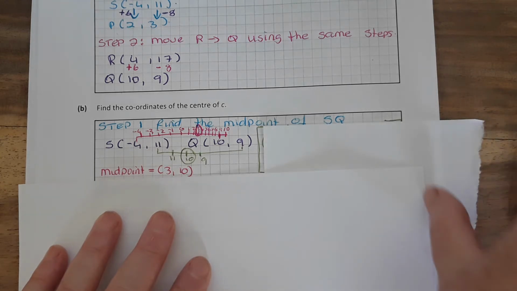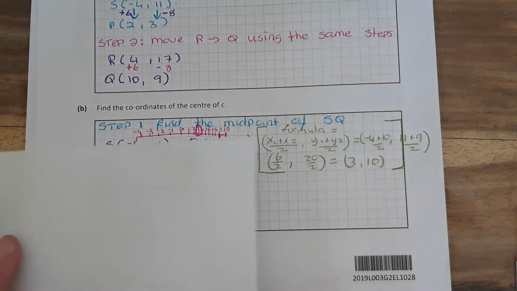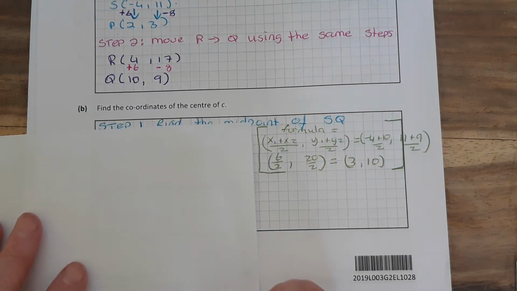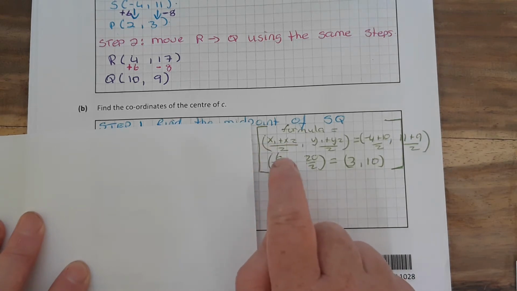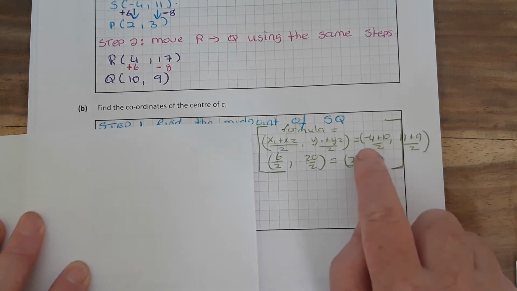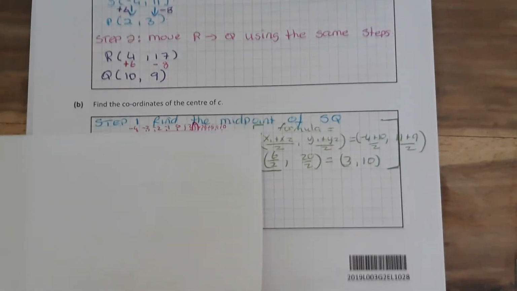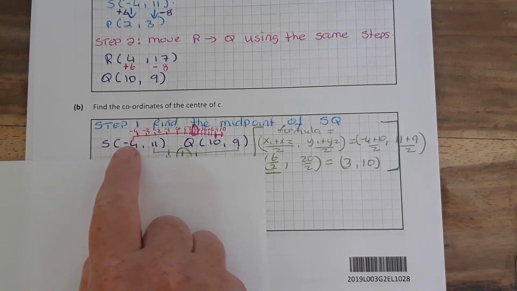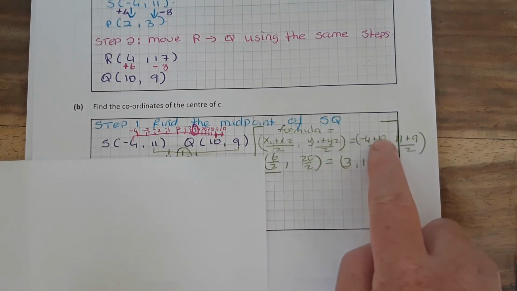Now you can also use the formula. Okay, and I have the formula over here. So if you want to use the formula instead, the formula for the midpoint is (x1 plus x2) over 2, (y1 plus y2) over 2. So x1 is -4. That's the x from your first point. And your first point here is -4. So that's your x1. That goes there. And x2 is 10. So that goes there. So it's -4 plus 10 over 2.